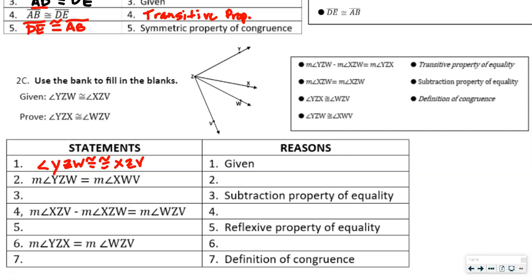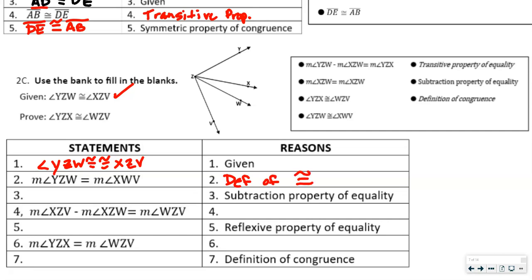So YZW, XZV. Where is that? X, is that X? Wait. YZW, XZV. Yeah, anyway, that was our given information right there, okay? And then the only thing, again, that changed between the first step and the second step is the definition of congruence.